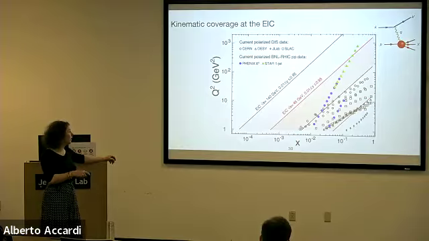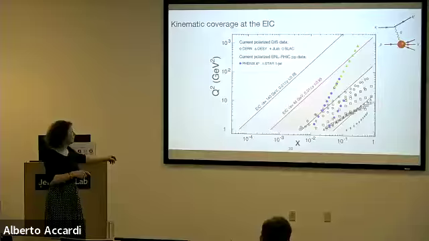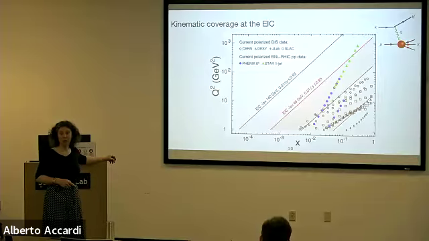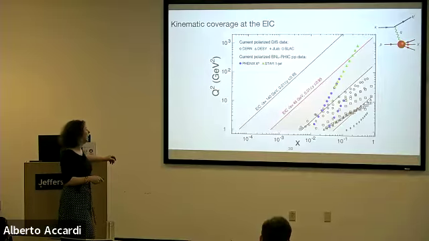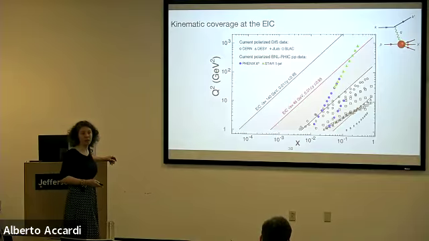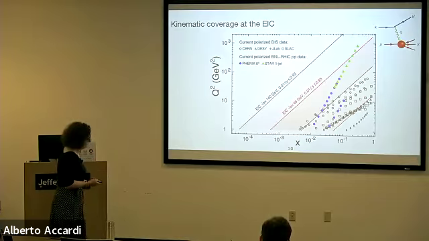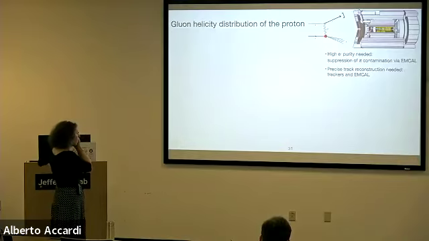They go a bit lower in x and they go up to higher Q square, but it's more a line. It's not like a full region. Now with the EIC, the idea is really to cover this whole region here, more or less. Okay, so this is really nice for the EIC.